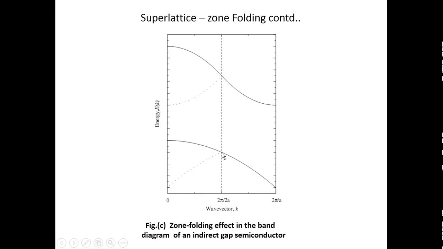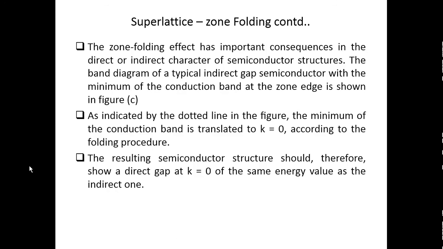The minimum of the conduction band, shown here as dotted, is translated to K equal to 0. So that is shown here like this. So what does this actually mean? The resulting semiconductor structure should therefore show a direct gap at K equal to 0 of the same energy value as the indirect one.